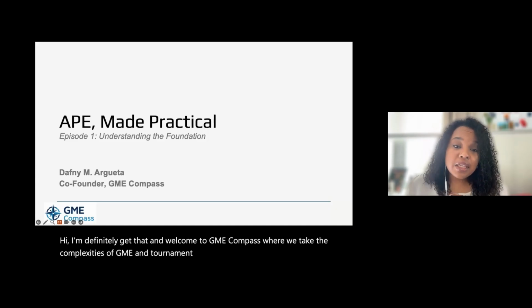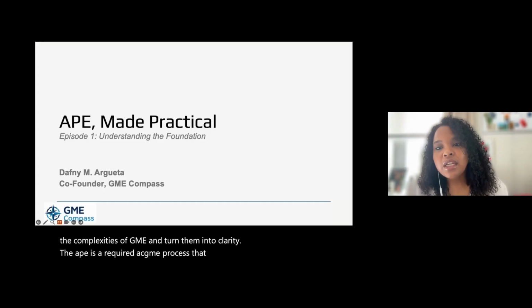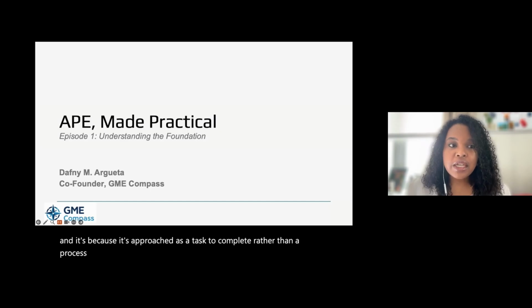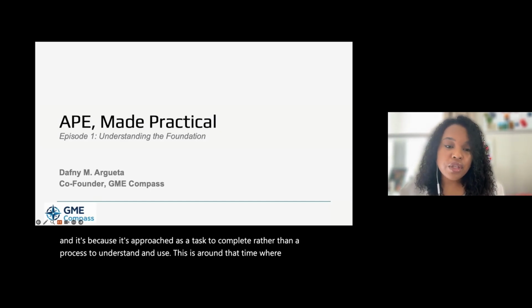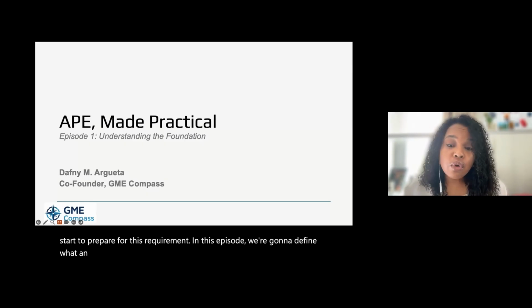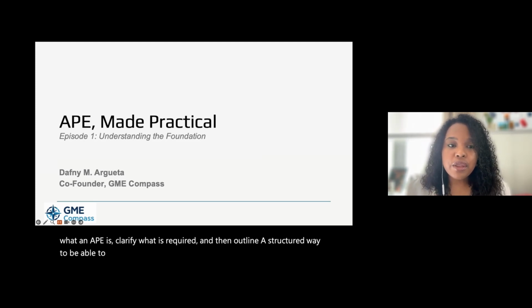The APE is a required ACGME process that many programs find unclear, and it's because it's approached as a task to complete rather than a process to understand and use. This is around that time where programs start to prepare for this requirement. In this episode, we're going to define what an APE is, clarify what is required, and then outline a structured way to approach it. And this is part of a 3-part series.